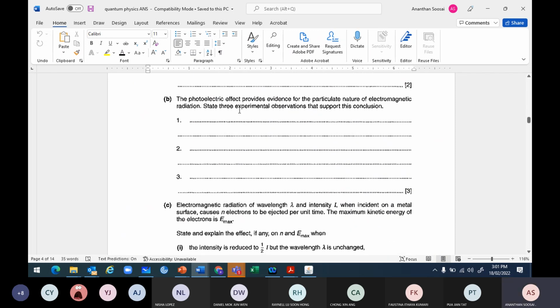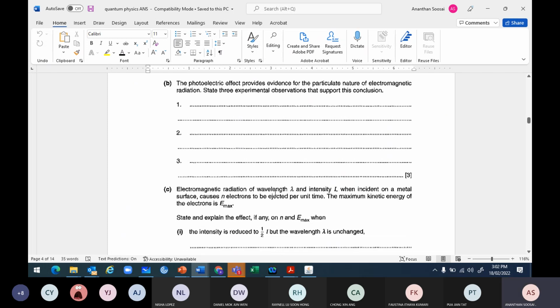Next, the photoelectric effect provides evidence for the particulate nature of electromagnetic radiation. Particulate nature means it's like a particle, like a package. State three experimental observations that support this conclusion. The release of electron is instantaneous. The existence of a threshold frequency to release an electron. Third, the kinetic energy of the electron is independent of intensity. So those are the three.